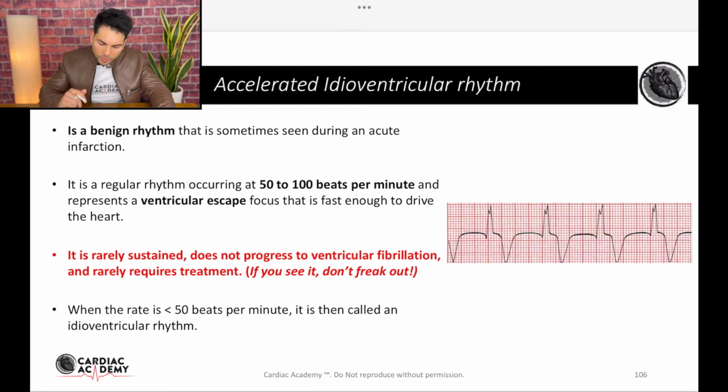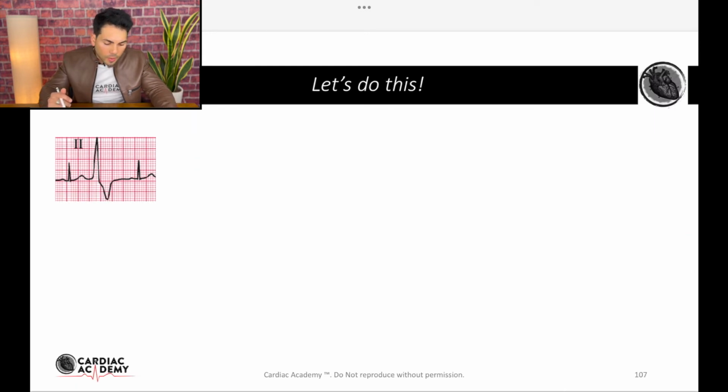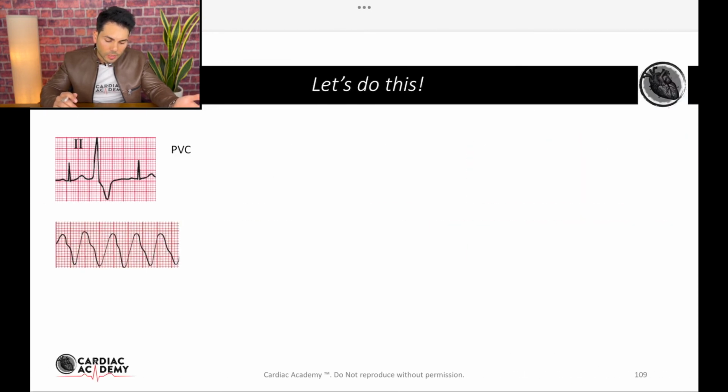All right, very good. So let's practice now. So what do you call this first example that we're seeing here? That's right, it's a PVC, okay? Next example, how is this called? We just talked about it. It's V.Tach. Next, V.Fib.